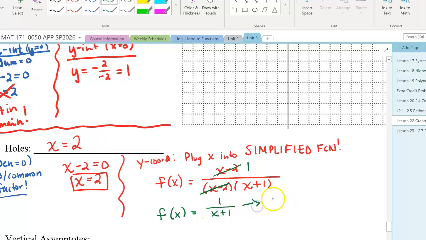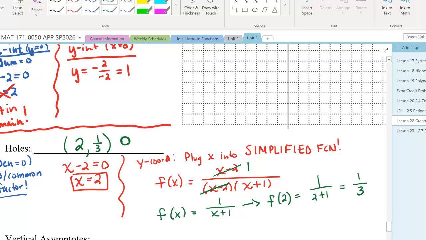So now to find the y-coordinate, you're going to find f of 2 in this simplified version, and that's going to give us 1 over 2 plus 1, or 1/3. So our hole is going to be at the ordered pair 2, 1/3. So when we get to that point, we're going to graph an open circle there.